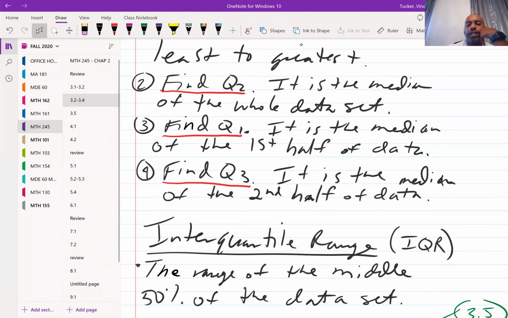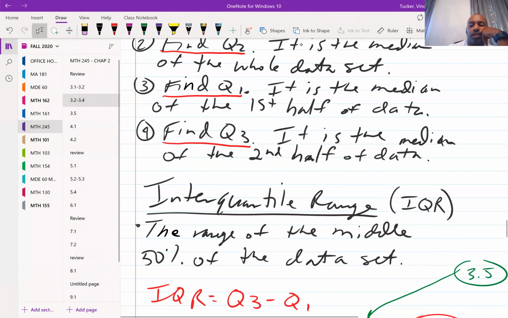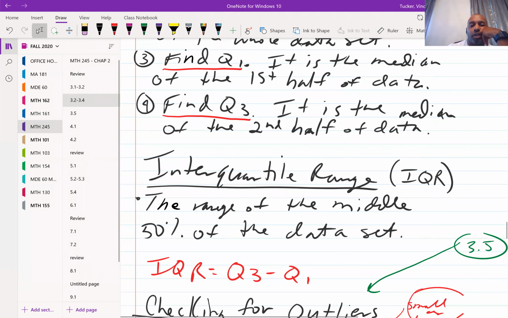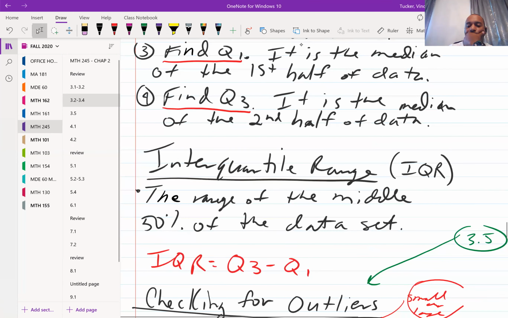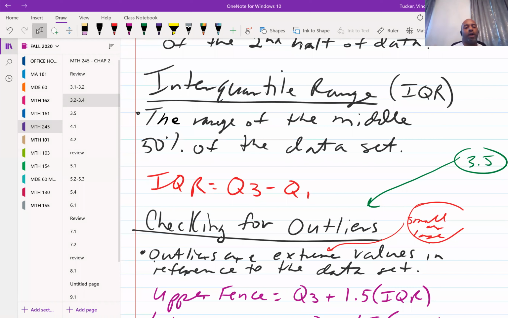Next thing is your interquartile range, IQR. It's just the range of the middle 50% of data, and you will find that by taking Q3 and subtracting Q1 from it. Then we will be able to check for outliers. Outliers, we talked about them before, are very extreme values in reference to your data set.